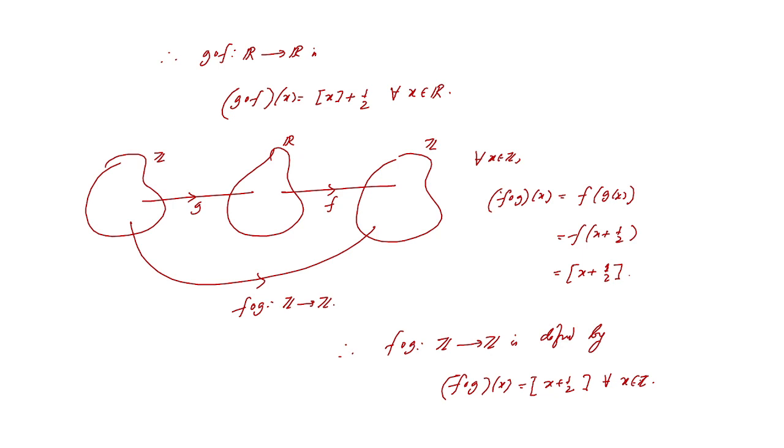Okay. Now, what will be the value of floor of x plus half? Since x is an integer, the floor of x plus half will be x, because x belongs to Z. So this will be x for all x belongs to Z.